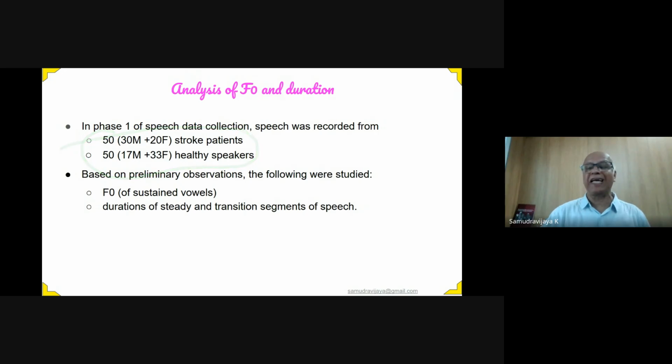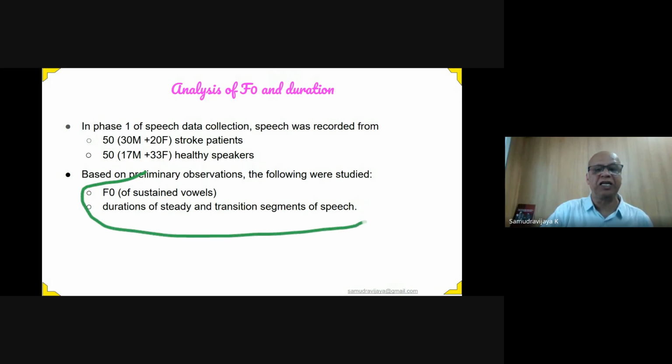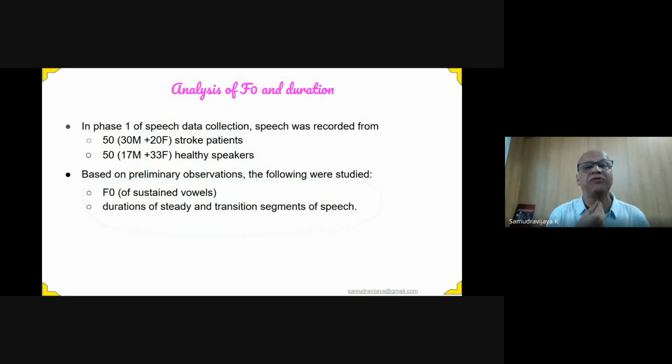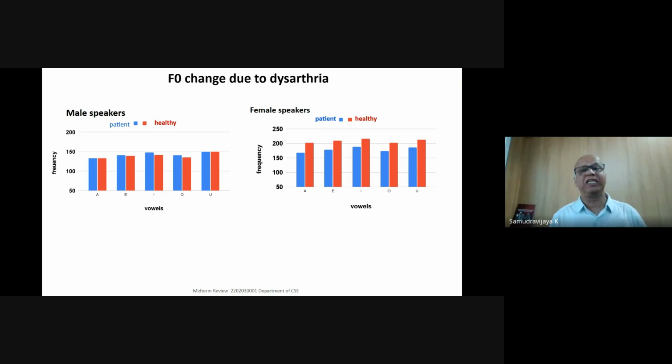We want to analyze the characteristics of the dysarthric speech. In this talk, we studied two characteristics. One is F0, that is the fundamental frequency of glottal vibration. The other is the durations of the steady and transient segments. This talk was given by Govind yesterday, therefore I'll quickly run through this.